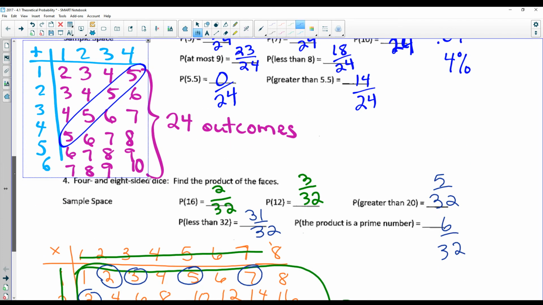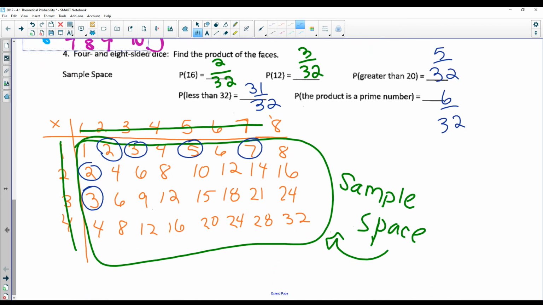I'm going to scroll this down so that you can take a look at this one. This one is a 4-sided and an 8-sided, and it is the product. So we multiplied these, okay, and filled this out. That's your sample space there, and that's how many outcomes. And you can look to see how the probabilities are chosen. All right, so that's our first start here for the probabilities. We'll do some more on the next time.